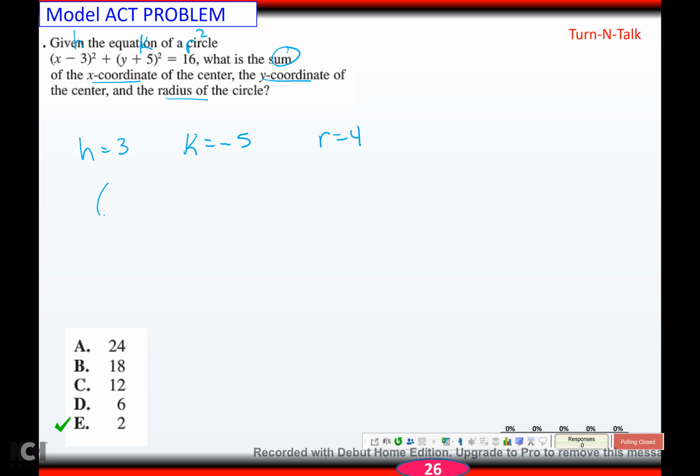Okay, the center would be (3, negative 5). So it wants me to add the x coordinate of the center, the y coordinate of the center, and the radius. And you add all those up, and you get 2. 3 plus a negative 5 would be negative 2, plus 4 would be 2.